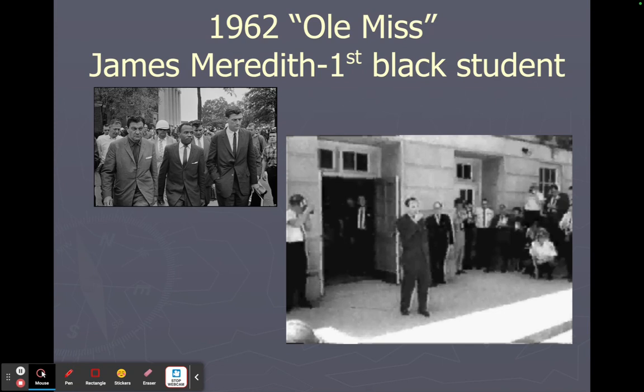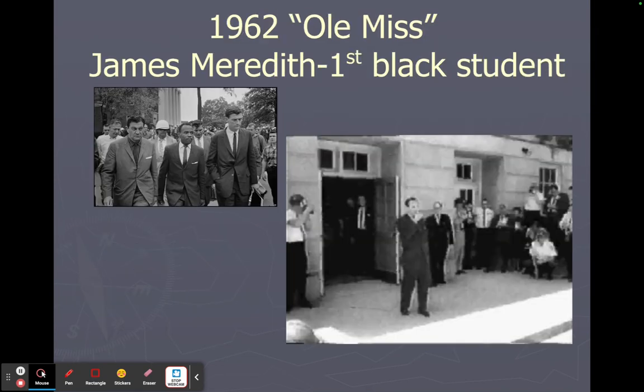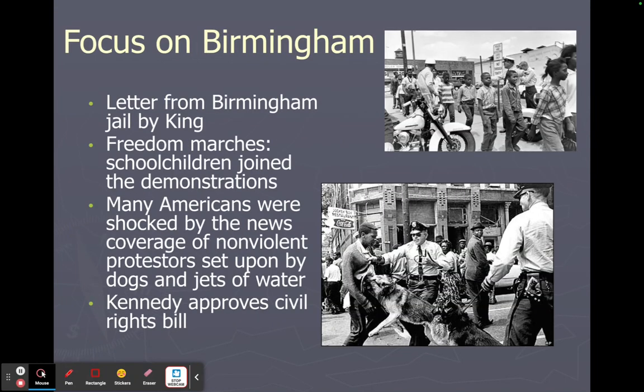So after the Little Rock Nine, we have James Meredith, who tries to become the first Black student to integrate Mississippi, Old Miss, as it's also known, the University of Mississippi, and JFK is forced to send in troops again. You have the governor in this picture on the top right. The governor of the entire state is there trying to stop this from happening. You have riots, you have people that are killed. So JFK once again orders the federal government.